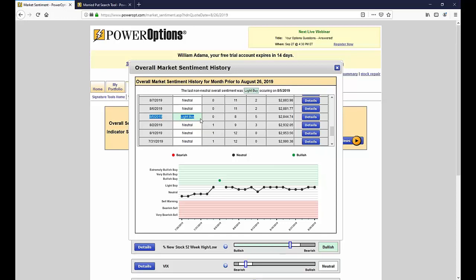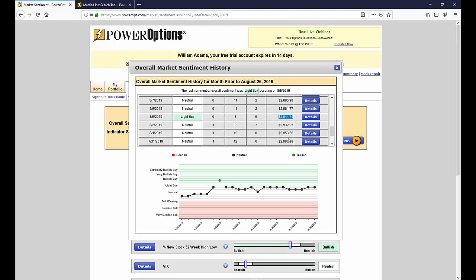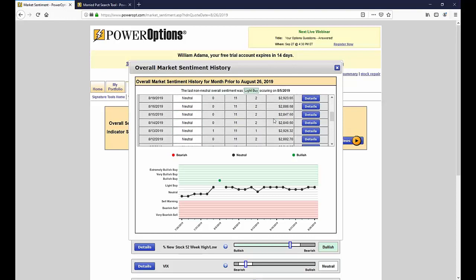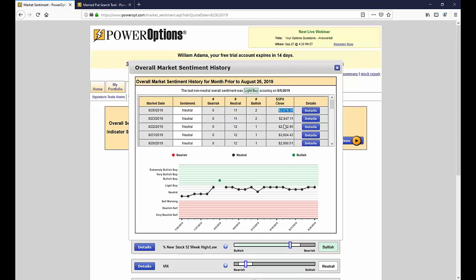Why? Because that's when we had that big decline, the 600-point movement in the Dow. It triggered some 5 indicators to go to slightly bullish, with 8 as neutral, so we went into a light buy mode. And that was probably a good time to buy in. You go back and you say at that time the SPX was at 2844, and slowly after that we got up to 2924, 2923, and it's back to neutral.